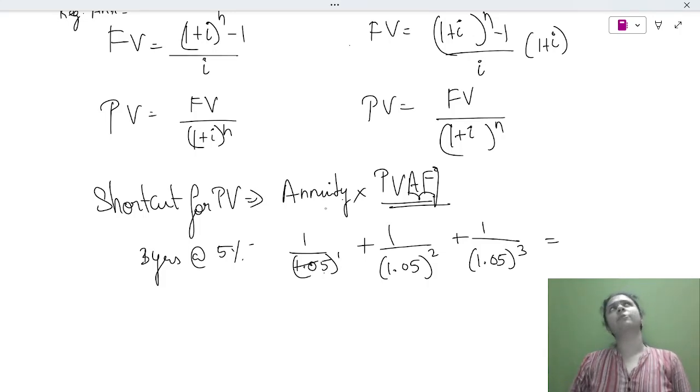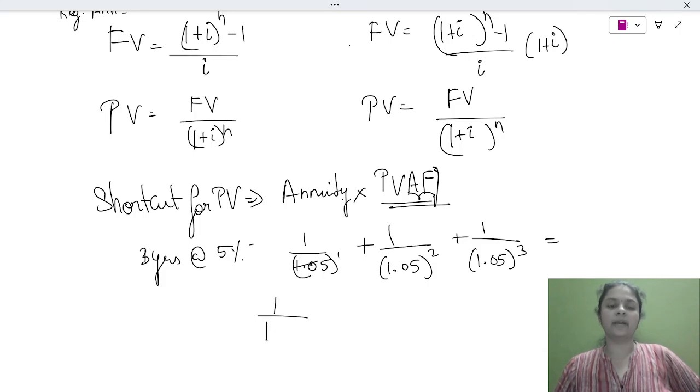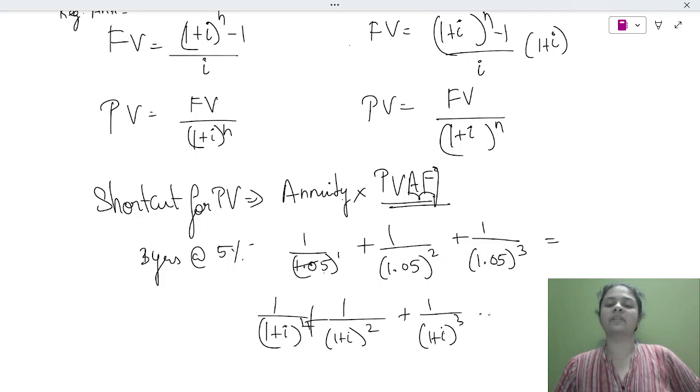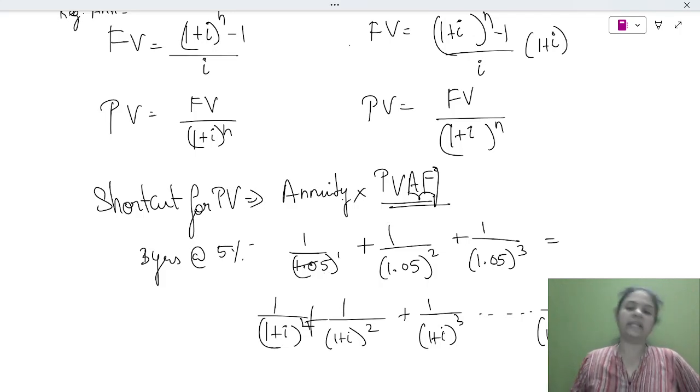Sometimes, rarely, some questions itself will give you this PVAF value. If it is in the question, you just take the value and substitute. But if it is not given, this is how you need to calculate. So how to find out present value annuity factor? You should do 1 divided by 1 plus i the whole power 1 plus 1 divided by 1 plus i the whole power 2 plus 1 divided by 1 plus i the whole power 3, so on till 1 divided by 1 plus i the whole power n. எத்தனை number of periods இருக்கோ அத்தனை பண்ணணும். 5 na up to 5 அந்த மாதிரி.